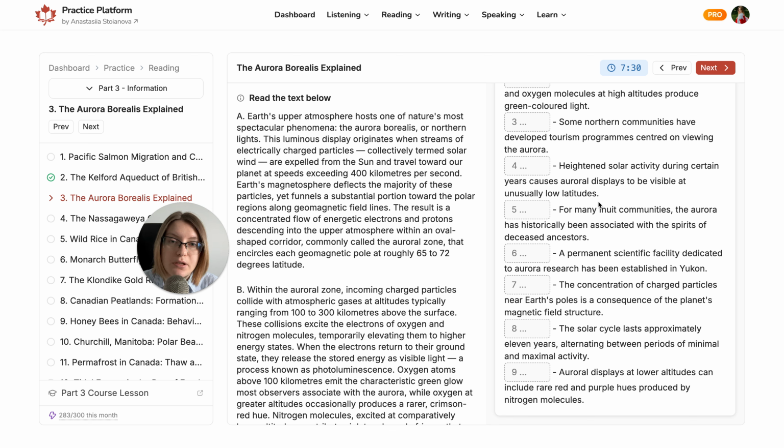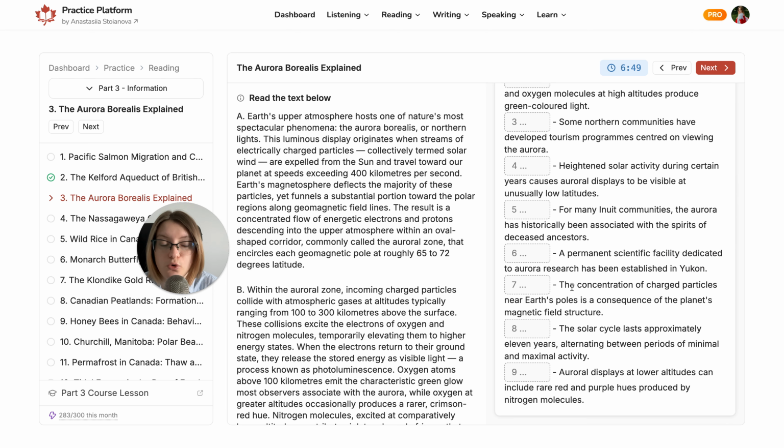And this is important because you have to work against time. So let's go into 5. Number 5, for many Inuit communities, the aurora has historically been associated with the spirits of deceased ancestors. So again, it's about communities and association, yes, spirits, and then deceased, so people who died, right? Keep that in mind. And number 6, permanent scientific facility dedicated to aurora research has been established in Yukon. Okay, so scientific facility in Yukon, right?